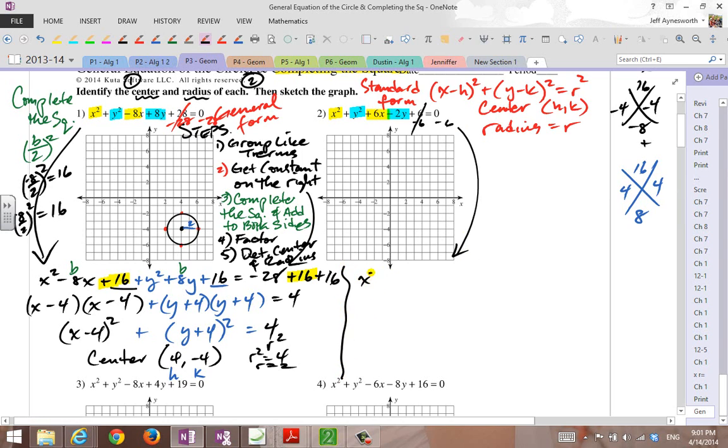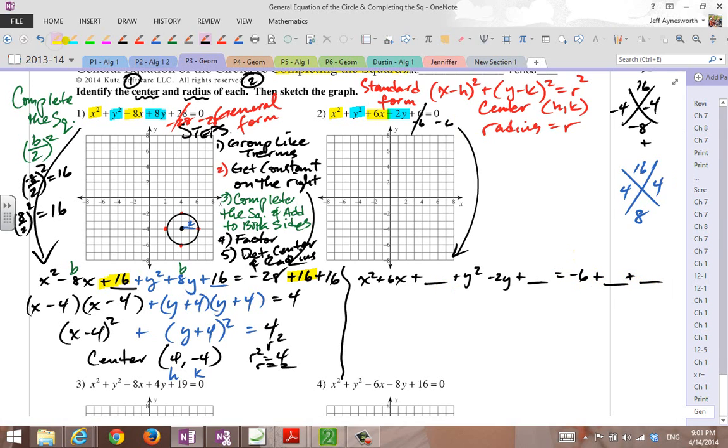We've got x squared plus 6x. Leave room to complete the square. I've got a plus y squared minus 2y. Leave room to complete the square there. And I've got this minus 6 or a negative 6 on the other side, and then I've got to add the constants on the right hand side too as well. So once again, I have to complete the square for the x's, and then I've got to complete the square for the y's. And whatever I add on the left side, I've got to add on the right hand side.